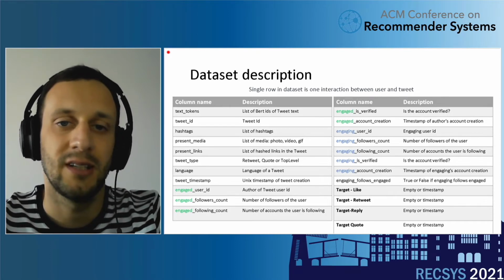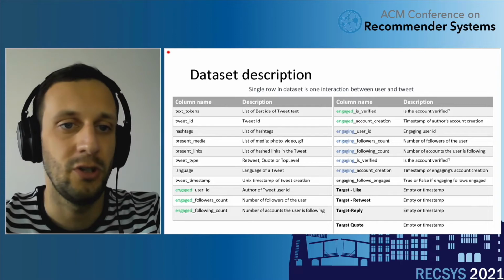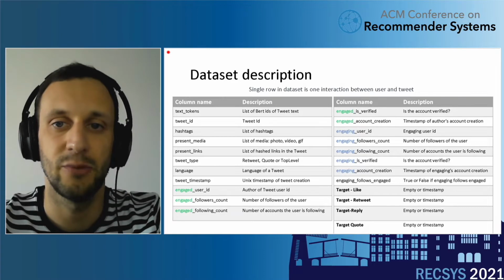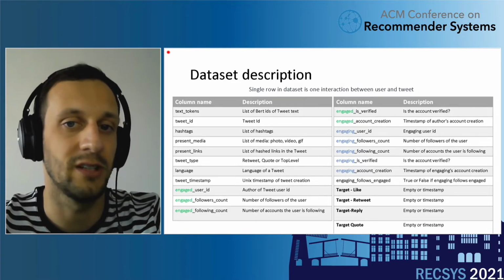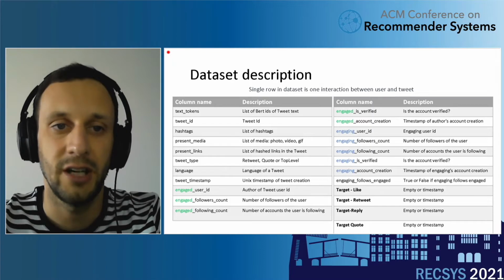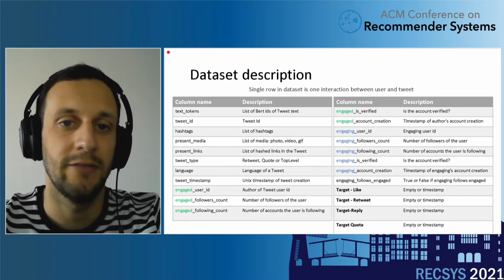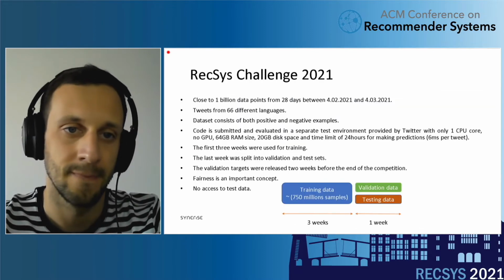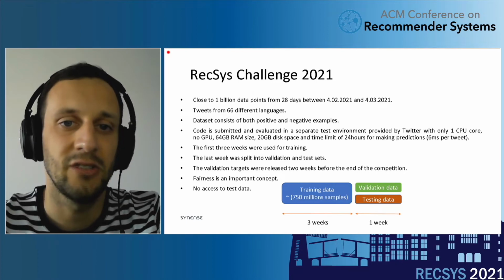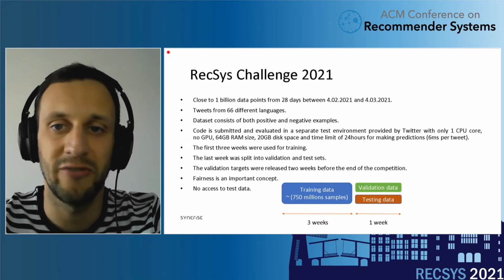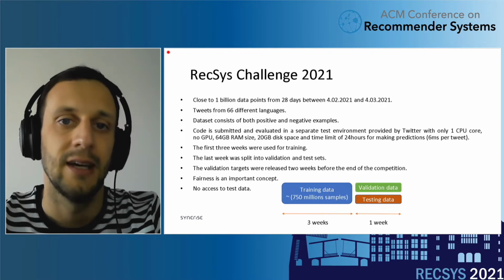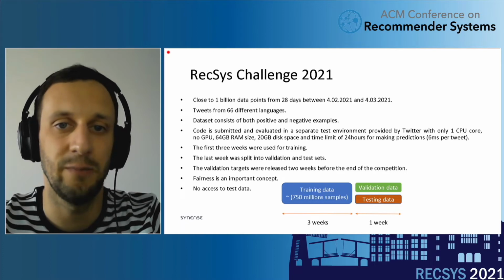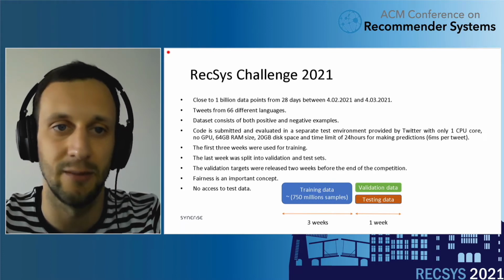Each tweet is represented as a set of tokenized word piece IDs from the multilingual BERT model. Moreover, the data contains information about hashtags, present media, linked domains, number of followers of engaged and engaging users, verification of both users' accounts, information on whether the engaged user follows the engaging user, and so on. The entire dataset consists of close to 1 billion data points between the 4th of February and the 4th of March. Tweets are written in 66 different languages, and the dataset consists of roughly 50% positive and 50% negative examples.